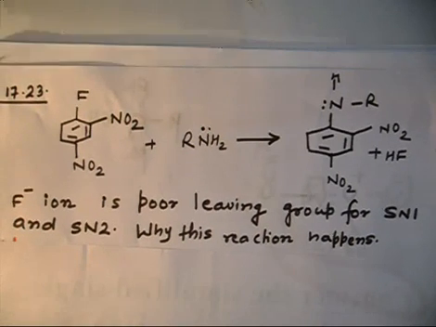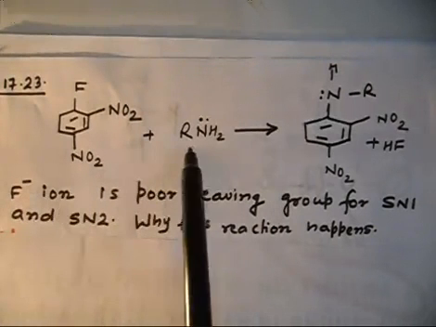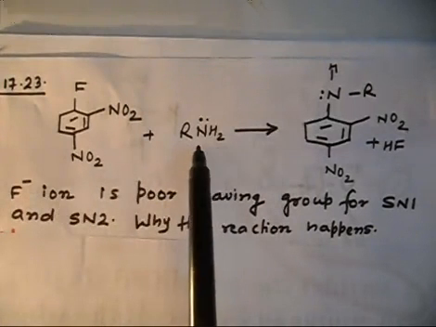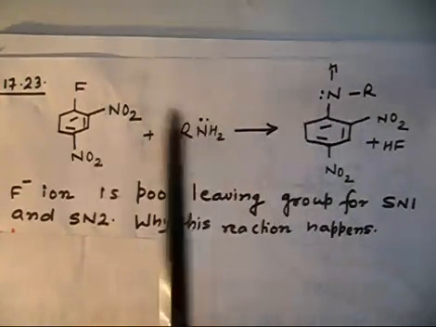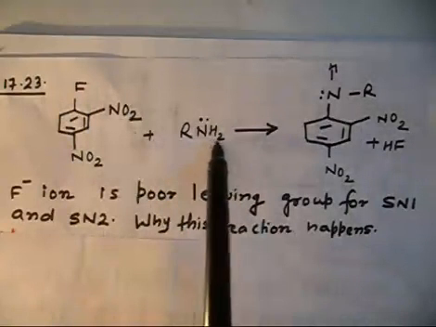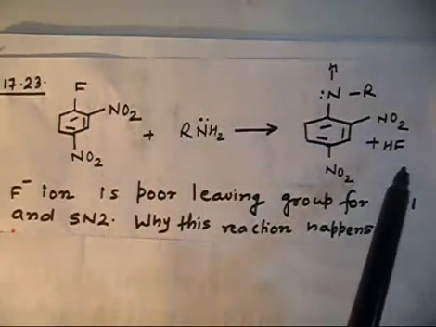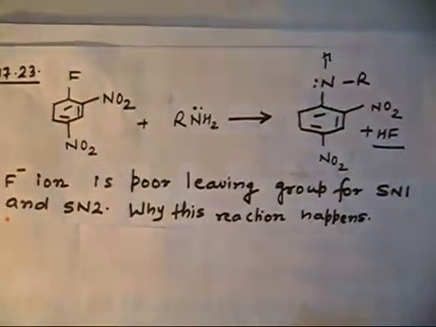Now this reaction is a nucleophilic substitution reaction. You see what is happening. You have RNH2, and this RNH2 gets attached here. So it attacks here and fluorine goes. If you release one H plus from here, you will also get another compound, HF, which is an inorganic product.